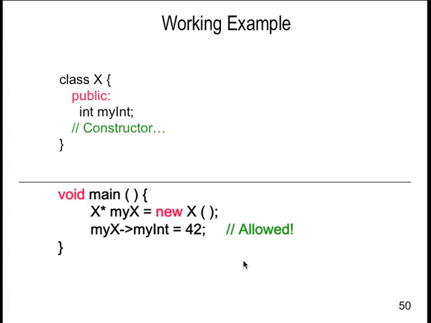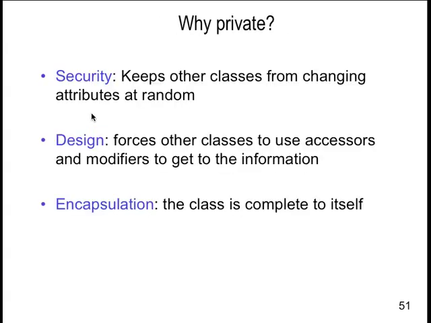This one's working because we changed the keyword to public instead of private. So this demonstrates the point that if you make it private, you can't change the variables, can't access the variables, can't do anything with the data that is private out in the main program.